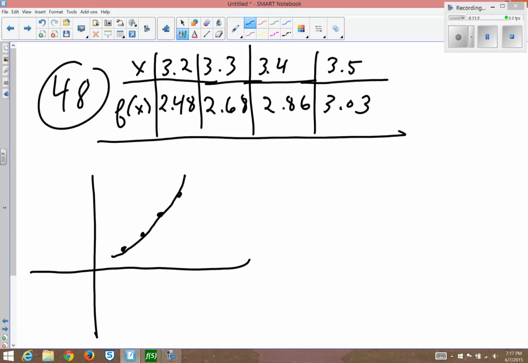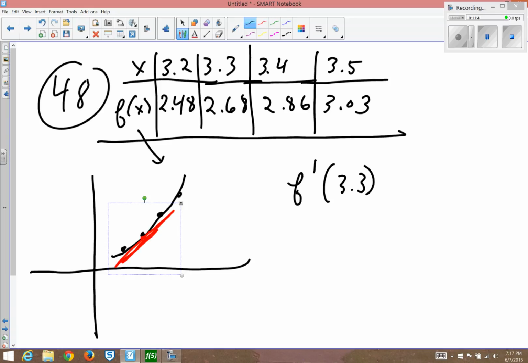The question is asking about f prime. This is f of x right here, roughly. F prime evaluated at 3.3 means the slope of this red tangent line, because that's the point where x is 3.3.